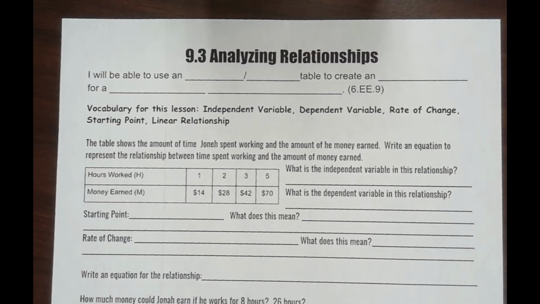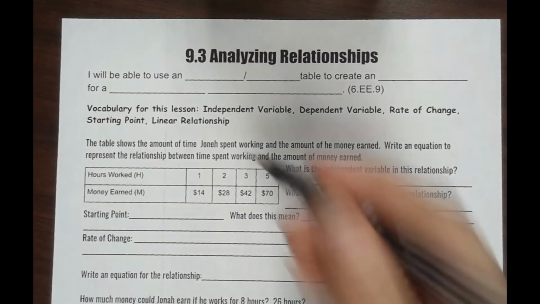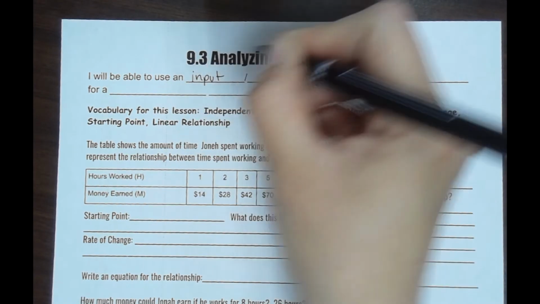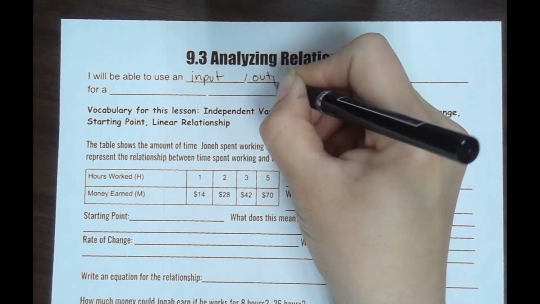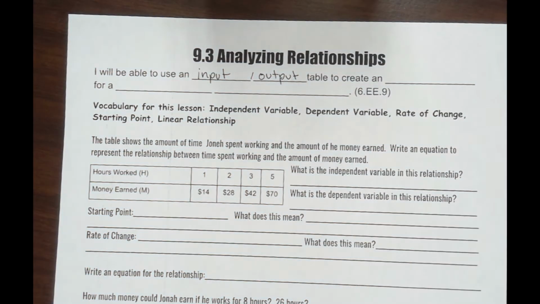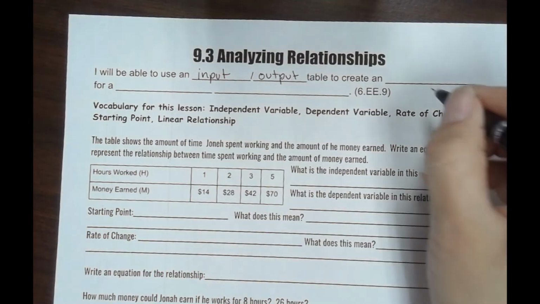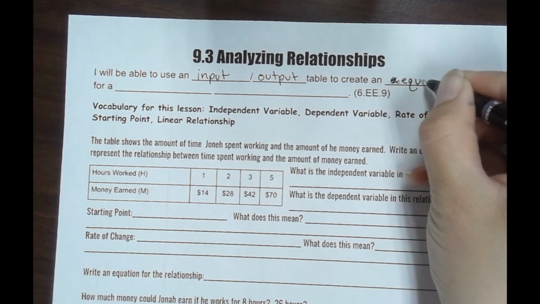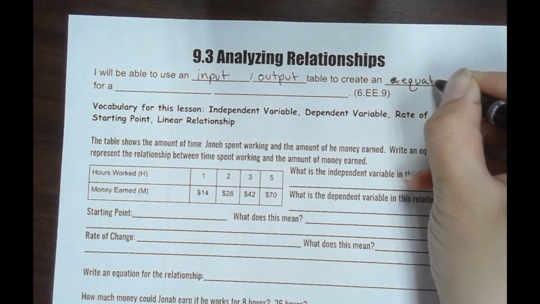Welcome back. This is lesson 9.3 journal, Analyzing Relationships. I will be able to use an input-output table to create an equation for a linear relationship.